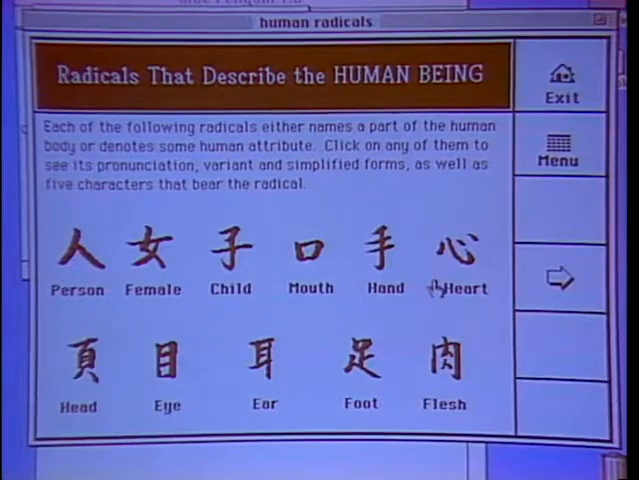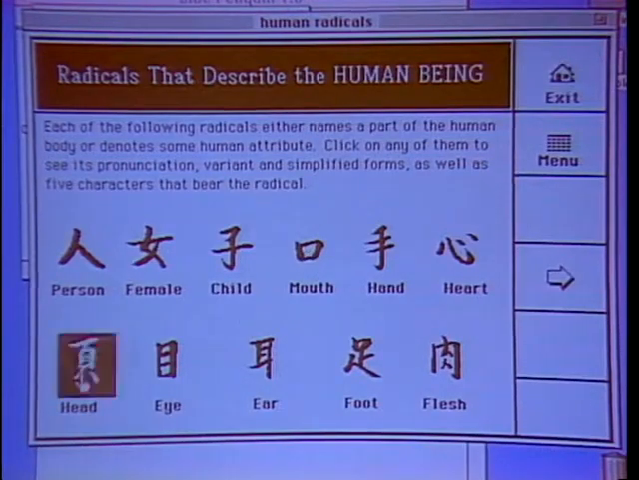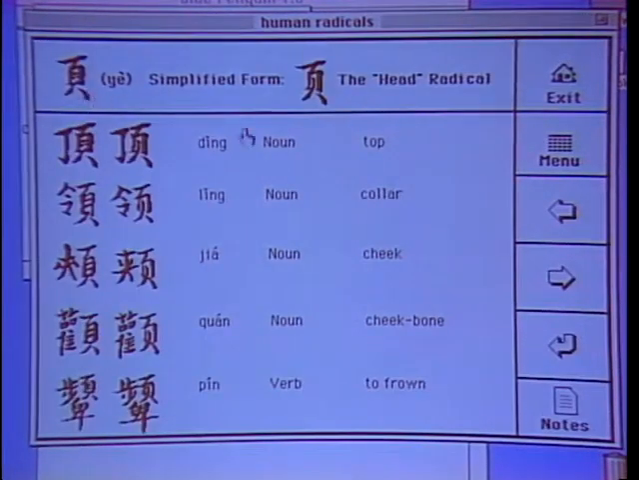These are various radicals, and they are the bases, for example, for a lot of other characters. So if you were to take, let's say, the radical for head, here it is, and it gives you both the traditional and the simplified forms. Yeah. You can hear her say it. And now here are a series of characters that all use that radical head in their construction.